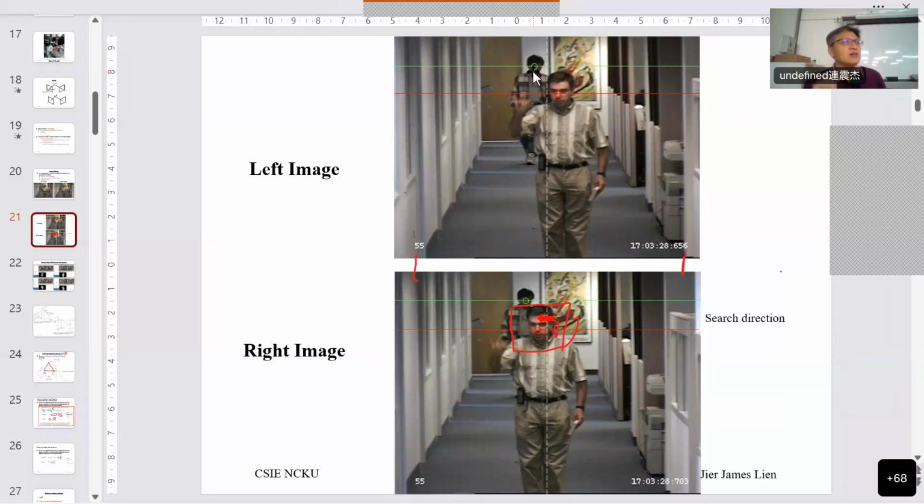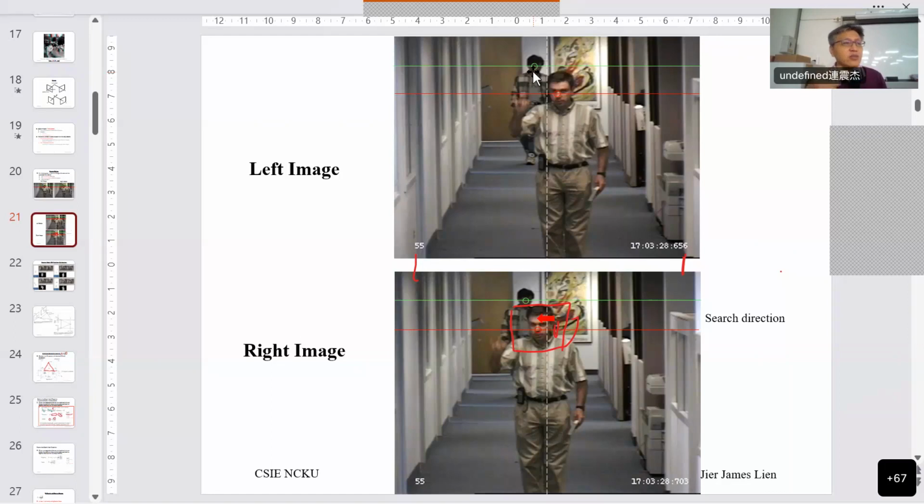However, this kind of process in the book, they don't tell you. No book talks about this. They just tell you that you will try to find the corresponding point using SAD.